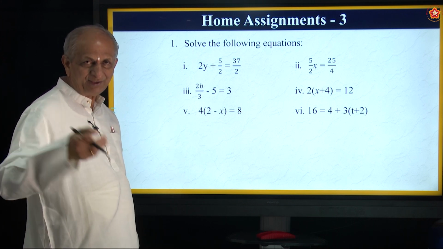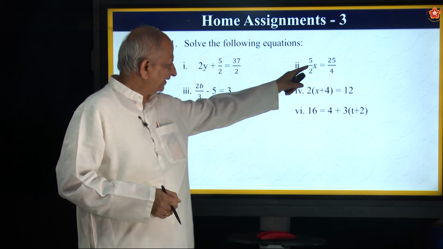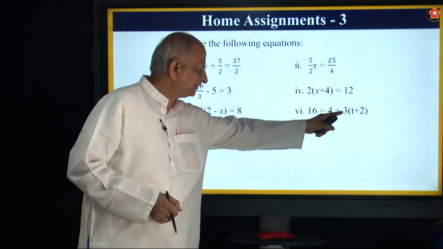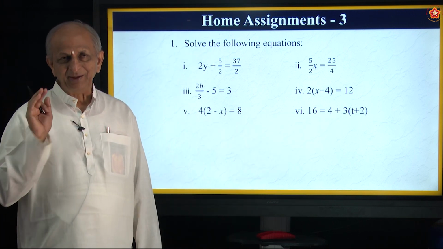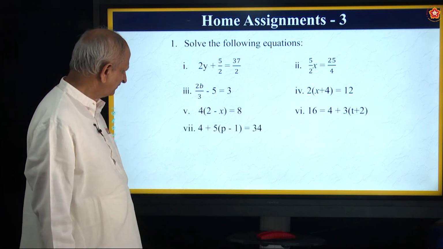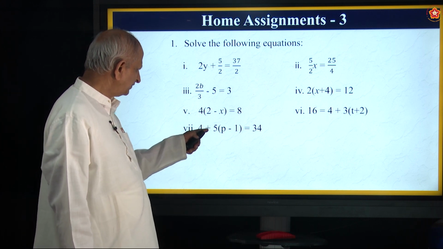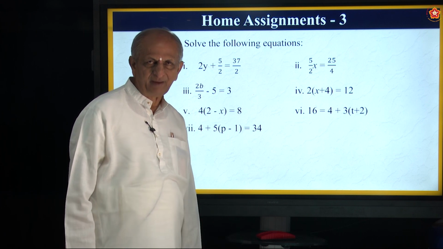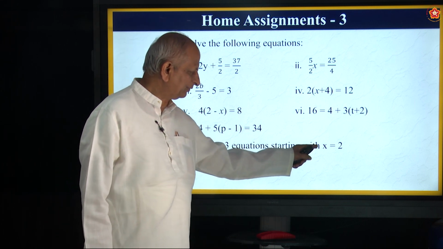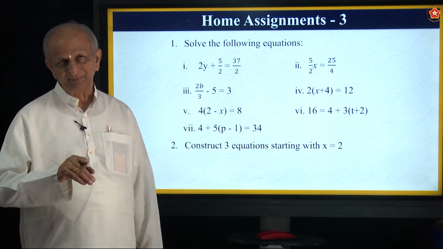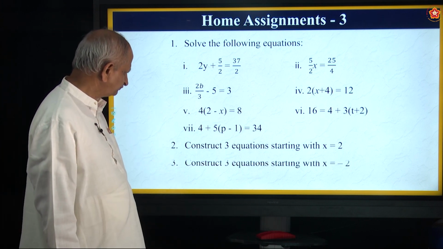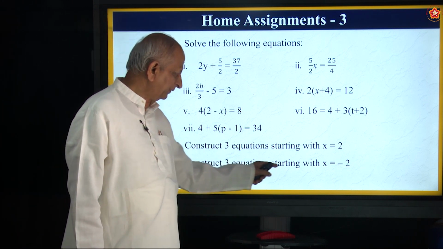So, here the variables are changed. Here the variable is y, here it is x, here it is b, again x, here it is t. So, note that. Solving the equation means what? Finding the value of the variable, correct? One more, 4 plus 5 into p minus 1 equals 34. What is the variable here? P. Okay. Construct 3 equations starting with x equal to 2. You can multiply by something, add something or subtract something. Anyway, start with 2. Construct 3 equations starting with x is equal to minus 2.